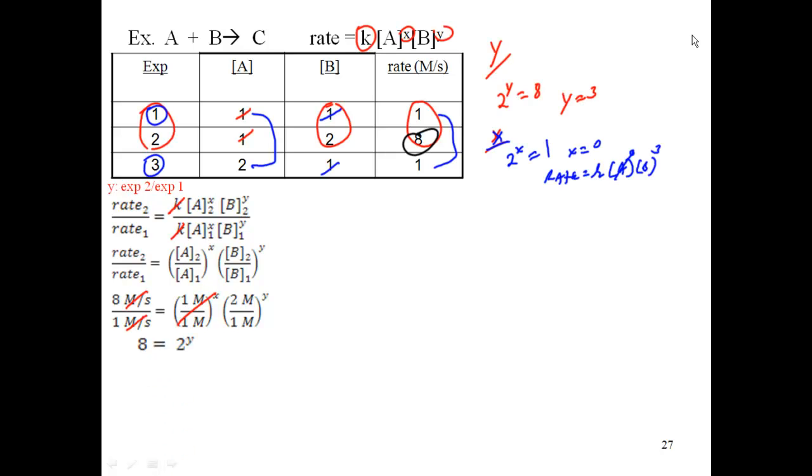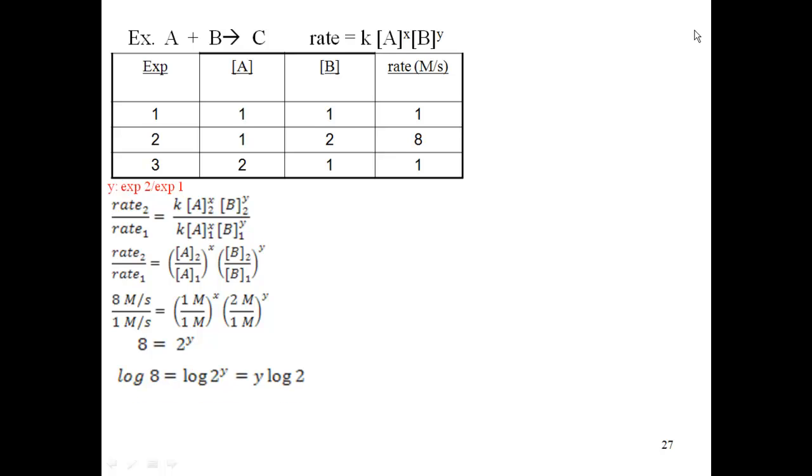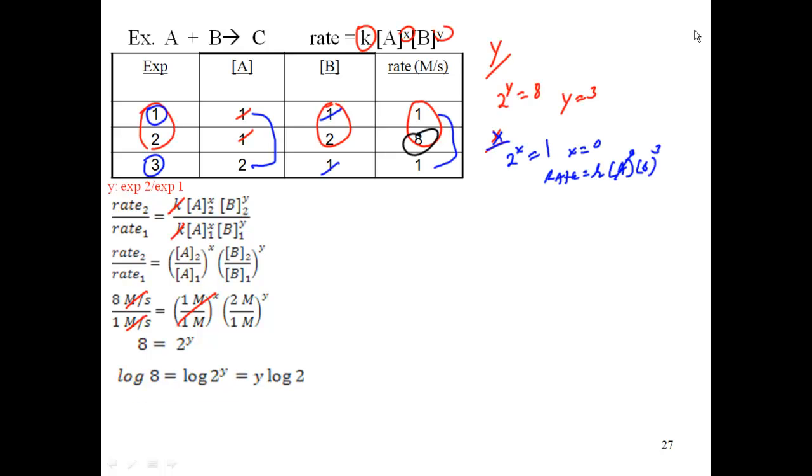8 is equal to 2 to the y. Now, I can see that the only way that this could be true is that y has to be 3, 2 to the cubed equals 8, but maybe I can't see that mathematically in my head, so I'm going to tell you what you need to do to determine this mathematically. What we're going to do is take the log of both sides next. I'll take the log of 8 and the log of 2 to the y. The next thing I have to realize mathematically, log of 2 to some power, that power can come down to the front and be y log 2, and that's still equivalent.